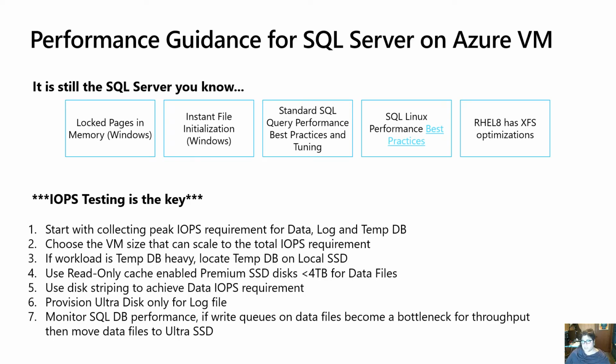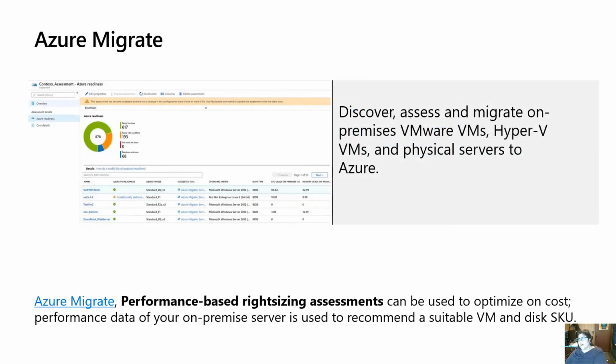Now, I know this sounds a little bit daunting, so of course we do have some tools that can help you with this. The Azure Migrate tool can help you right size your VM based on your current on-prem workload. Using the Azure Migrate tool will allow you to capture data on-prem and then feed that data into a tool and receive some recommendations on sizing for your VMs. And this can help you choose the right VM size as well as the right storage size for you.